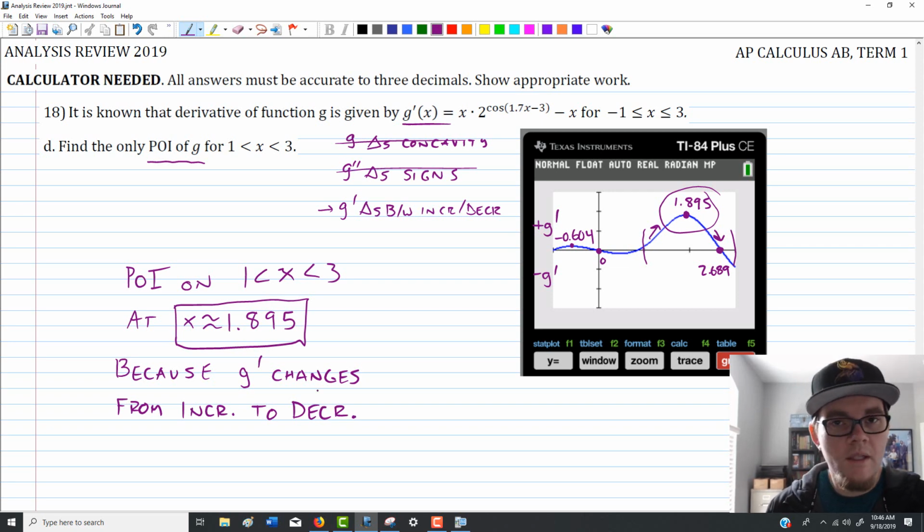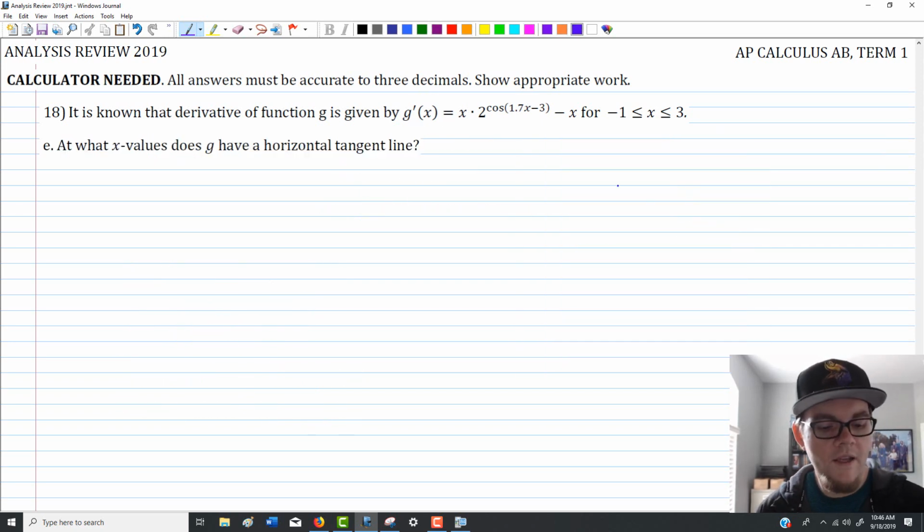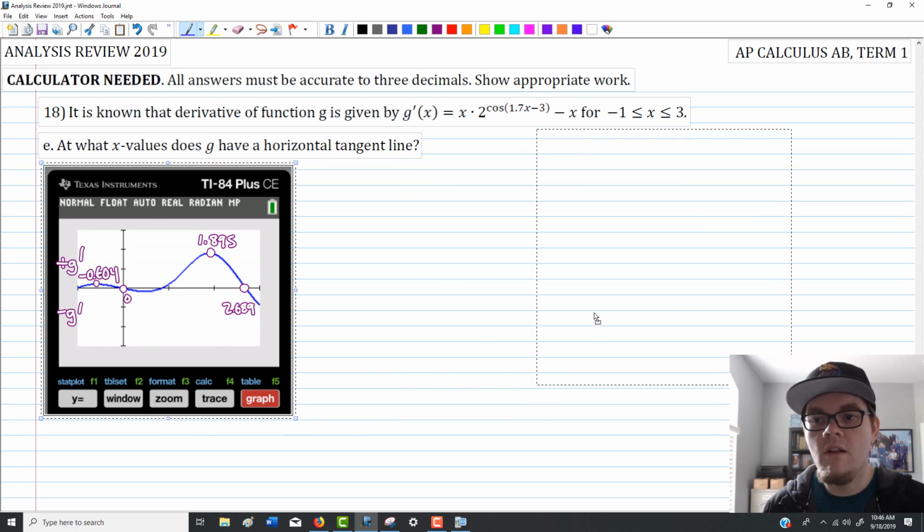But there's our work, and again we didn't even need the calculator because we'd already done a previous problem on here, so efficiency. That brings us next to question E. At what x values does G have a horizontal tangent line?